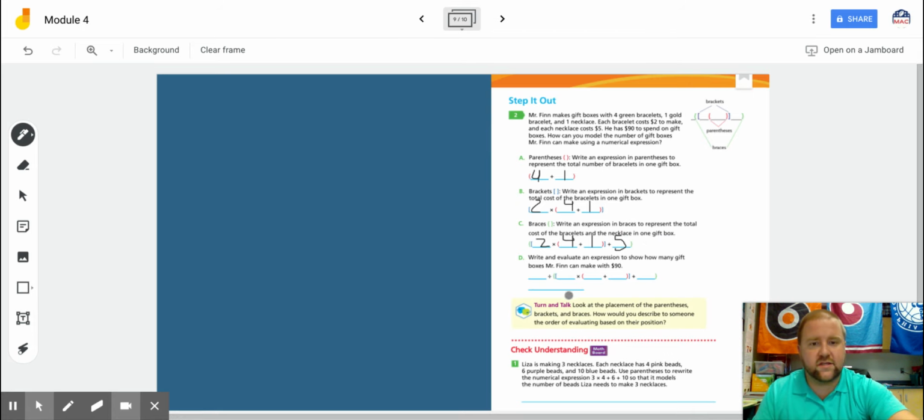Okay, so then it says write and evaluate an expression to show how many gift boxes Mr. Finn can make with $90. So we know what's inside of the brackets already. We have the 2 times the value of 4 plus 1 and then adding 5. We had $90 and we're finding the cost of each box. So if we want to know how many total we can make, we're taking 90 and dividing it by whatever the cost is going to be to make each one of these boxes.